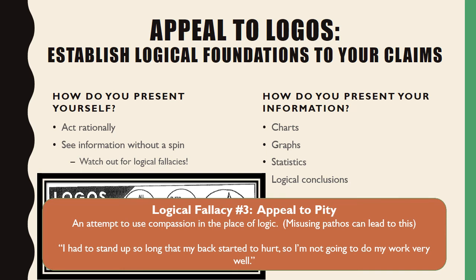So if you say, I had to stand up so long that my back started to hurt, so I'm not going to do my work very well. Well, the fact that your back hurts doesn't necessarily mean that your work can't be very good, right? And so you're appealing to pity, and some people are going to say, that's not really related, I don't see the connection there. So you want to avoid appealing to pity. On one hand, you want to use pathos. On the other hand, you don't want to use it so much that people don't see any logic behind it.